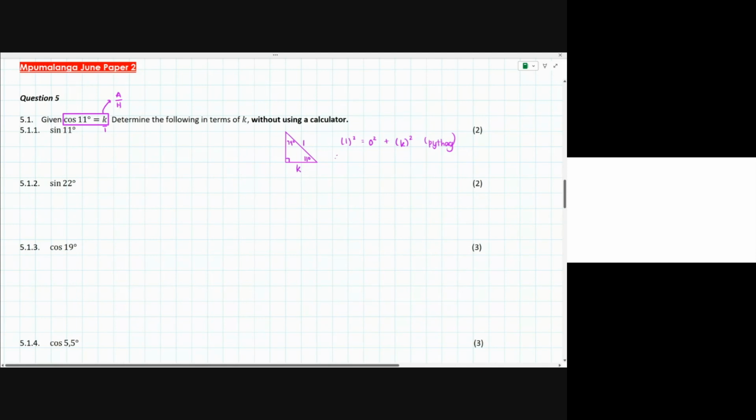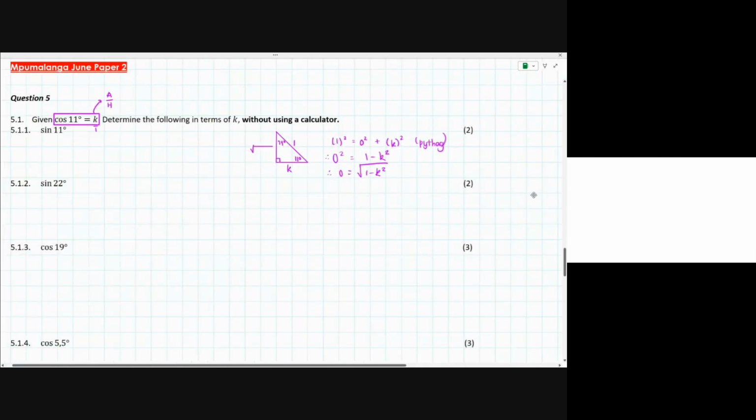We then want to solve for the opposite squared. So that would be 1 minus k squared. And obviously we don't want squared, so the opposite is equal to the square root of 1 minus k squared. Again, you do not need to write all of that working down. I'm just showing you what it would look like if you did. You obviously can, especially if you're not super comfortable getting that answer in your head. That's absolutely fine. But we do need that third side of our triangle. So now that I have all of this information, I can see how to answer these questions.